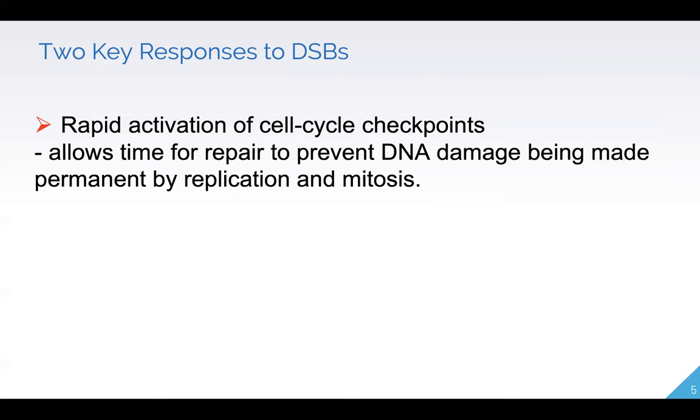But in dividing cells, this is a really critical step. You need to arrest the cells wherever they are. If they are in G1, you want to keep them in G1 before they commit to entering S phase. If they are in S phase, you want to stop them right there before they duplicate the genomic material when they have already severed the genome. Or if they have already finished replication and are now in G2, you want to make sure that they are arrested so that they don't pass on damaged DNA to daughter cells.